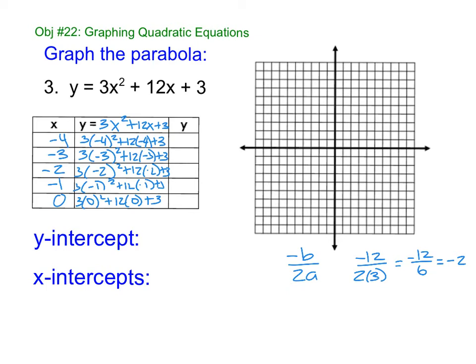I paused it to not waste time writing. Then I plugged in everywhere, and then I plugged these in my calculator. I got 3, negative 6, negative 9, negative 6, and 3. So this one is going to be one where it doesn't really work out nicely. So negative 4, positive 3, negative 3, negative 6.